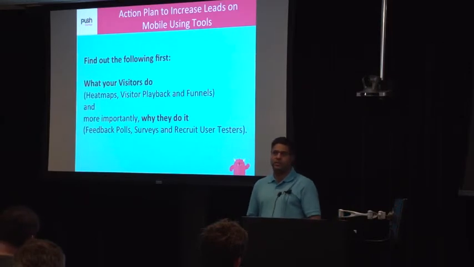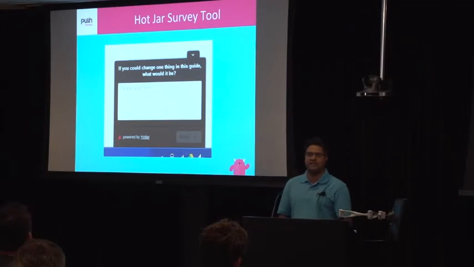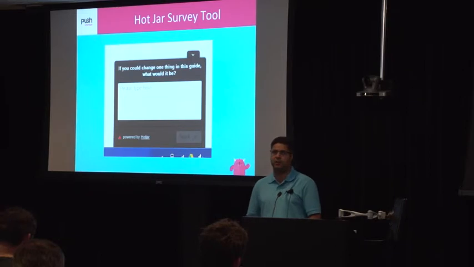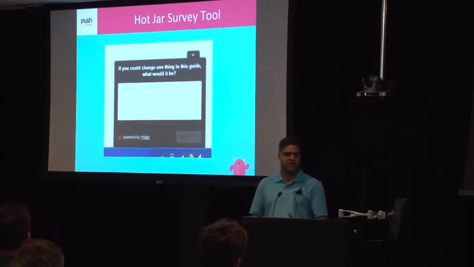Why are they on your site? What do they find difficult? In Hotjar again, it's very easy to add on straight from there. There's a little tool that says, if you could change one thing in this guide, what would it be? So there are all kinds of questions that you can ask to get information from the people coming to your site about what they liked and what they didn't like.